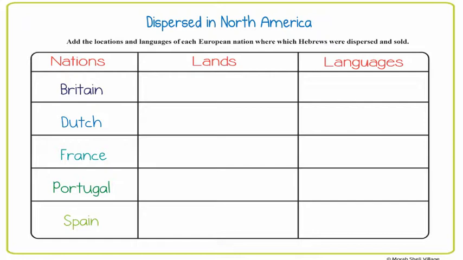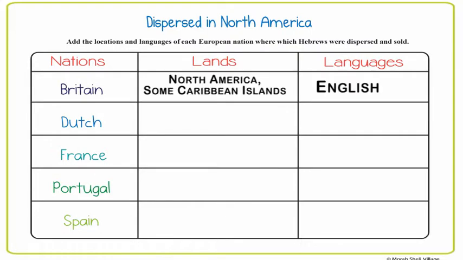And so it is important for me that the students understand, if you belonged to the British, overwhelmingly, as far as the Americas are concerned, you were placed in North America and some Caribbean lands or islands, right? And so then the language you speak, if you look at it all the way on the right, would be English. Okay, so going all the way across, Britain, North America for location, and some Caribbean islands or lands, and then the language would be English.